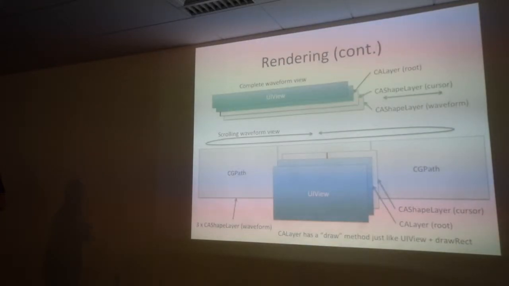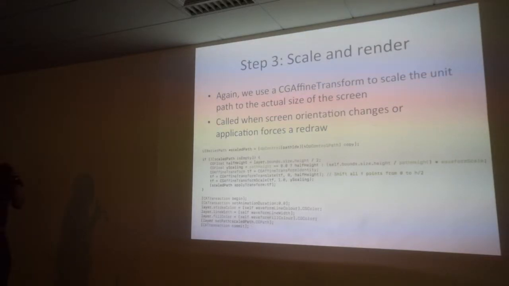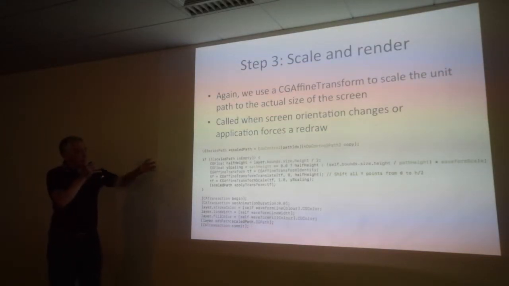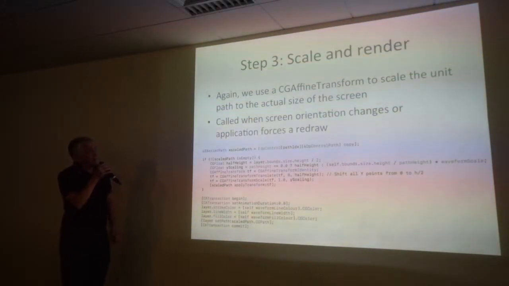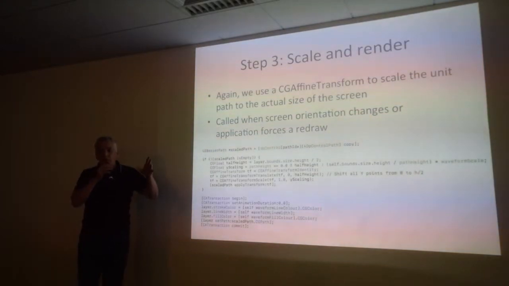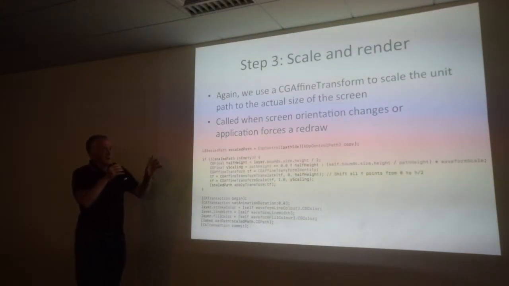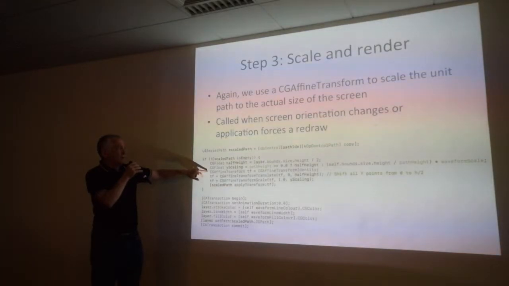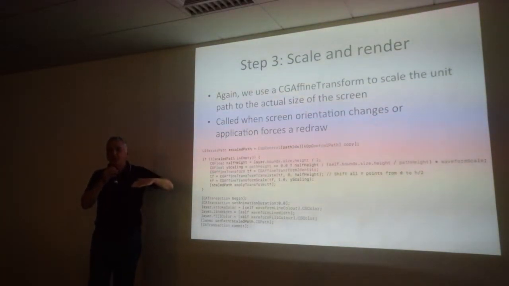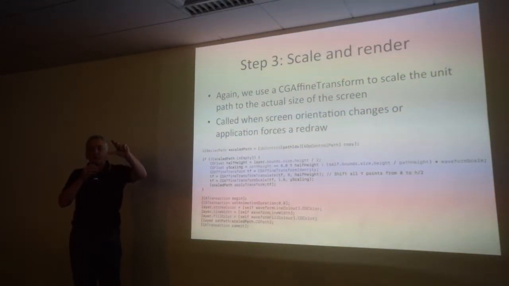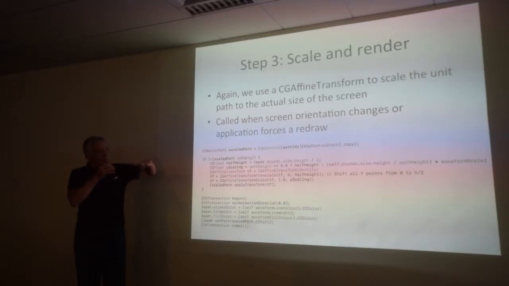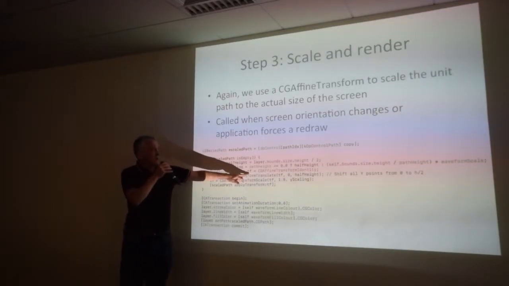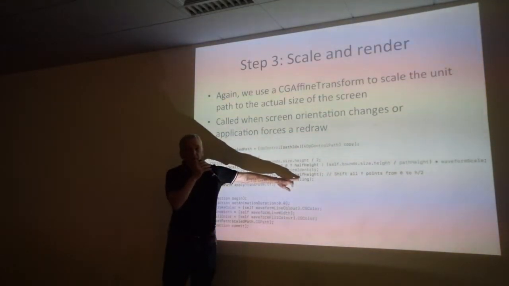So the final thing then, just go back and review that picture. We've got to draw these things into CG paths. And again, the way we do that, and I've just taken the code out of Xcode to show how it's done. Once we've got that unit waveform, the first thing we have to do is we've got to scale it up. We've got to position it halfway up the screen that we're wanting to draw it on, because we've got positive and negative values now. We want to move it up to half the height. So we create a transform that multiplies the Y by half the height of the actual physical screen.